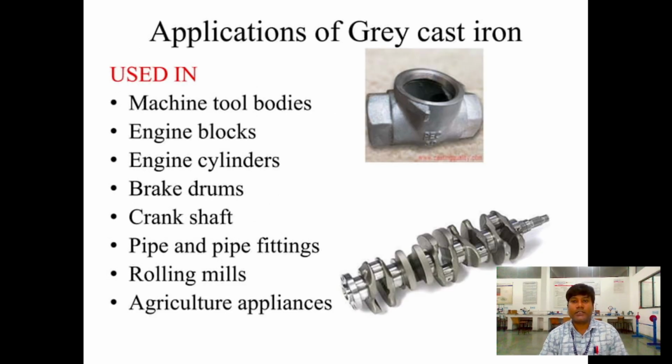Applications of gray cast iron: it is used in machine tool bodies, engine blocks, engine cylinders, brake drums, crankshafts, pipes and pipe fittings, rolling mills, and agriculture applications. Here we see two pictures. The first is the crankshaft, and the other one is a pipe and pipe fitting T joint.